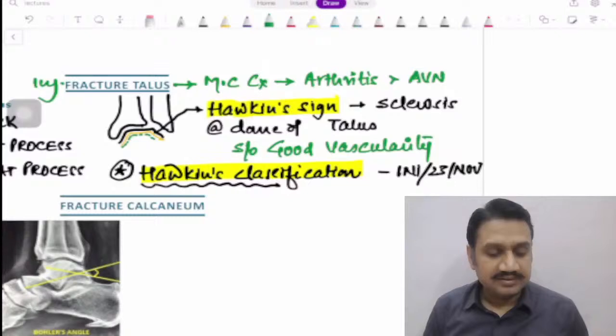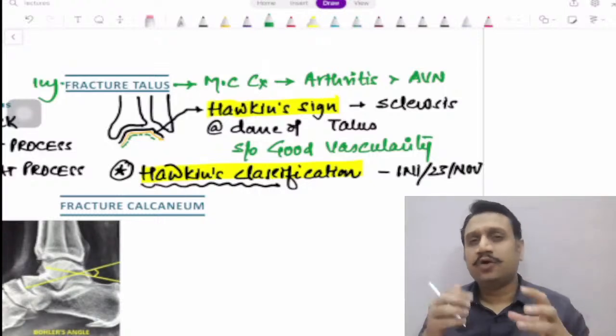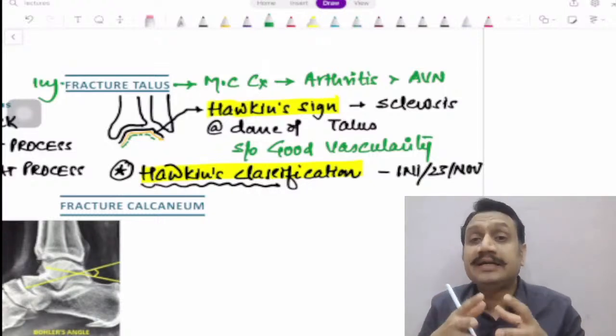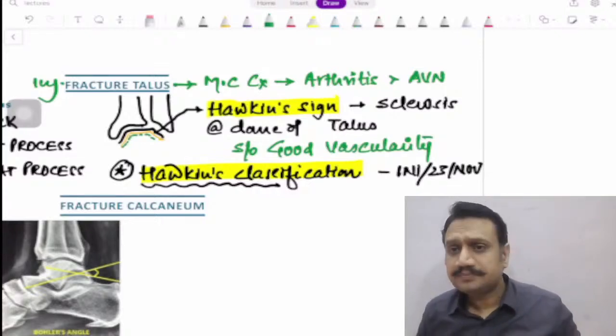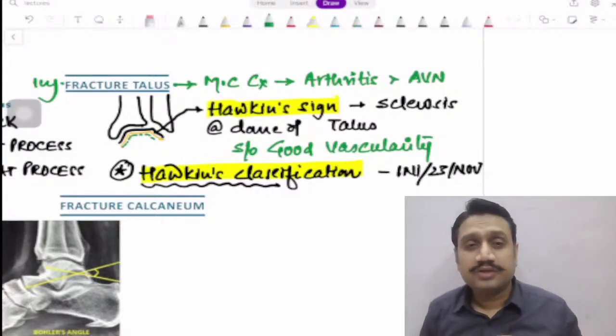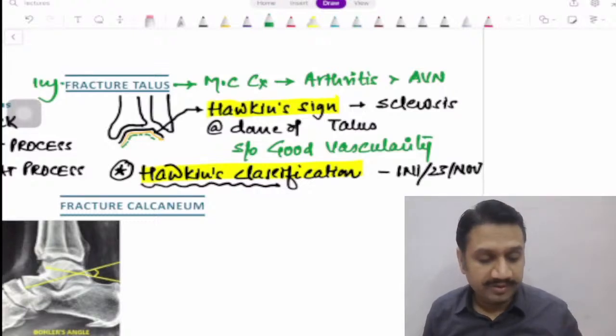And Hawkins classification is also done for talus only, along with the fracture, that what all areas are getting displaced. That is what you call as the Hawkins classification. This is about the talus area. So these are from trauma. What I want you to remember, all the points about the trauma, right?